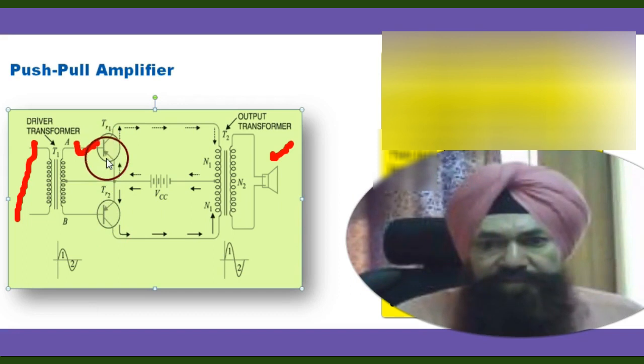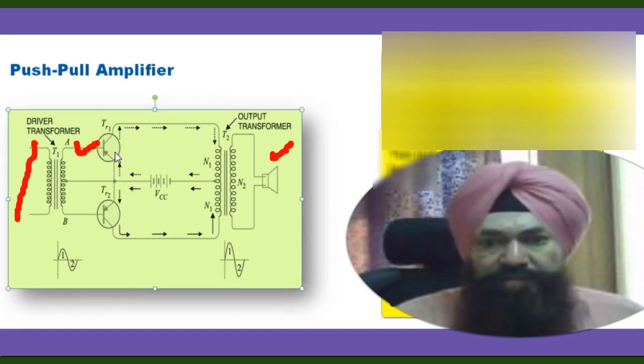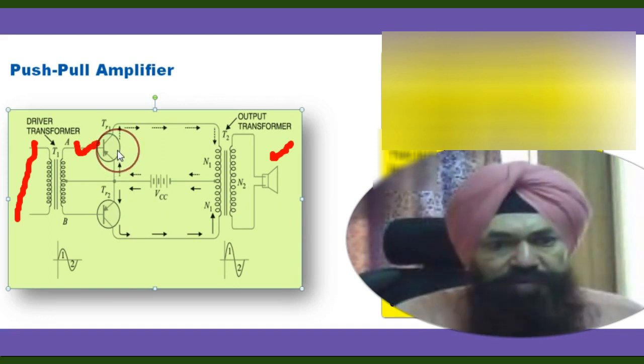Both transistors operate in class B operation, meaning one transistor works only for one half cycle. This transistor works for one half cycle, and this transistor also works for one half cycle.